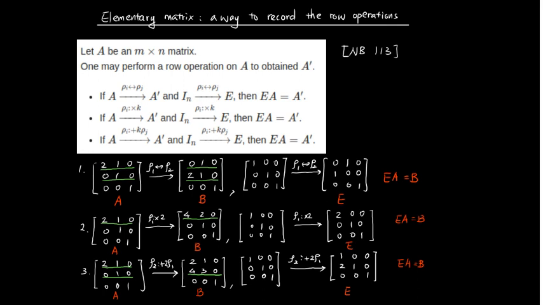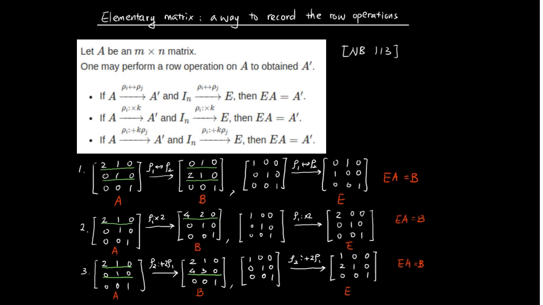And the nice thing about this elementary matrix E is that you will see that E times A is equal to A prime, or E times A is equal to B. So basically this elementary matrix helps you to record what you have done to this matrix. If you apply a certain operation to A, then you can just multiply by E to represent this operation.